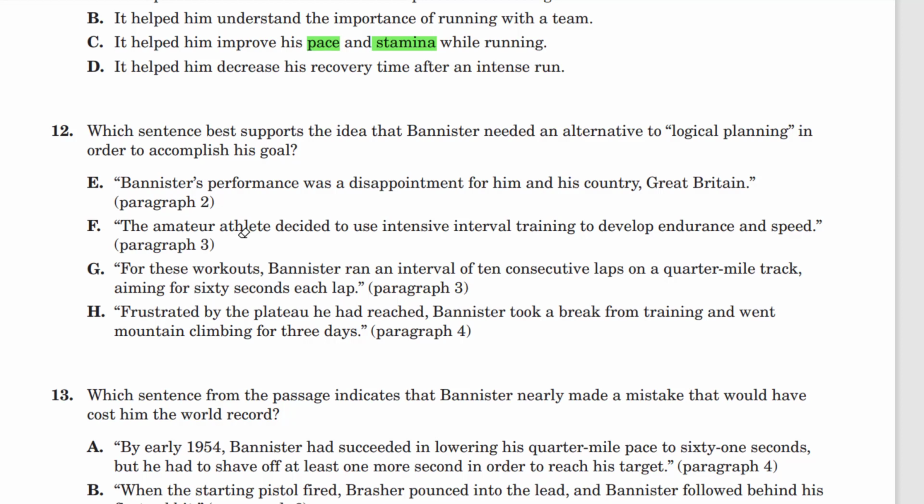Number 12. Which sentence best supports the idea that Bannister needed an alternative to logical planning in order to accomplish his goal? This is a command of evidence question, so every answer is in quotations with a paragraph reference, which means only one answer is going to achieve the conditions or the goal of the question. So let's be clear about the conditions here.